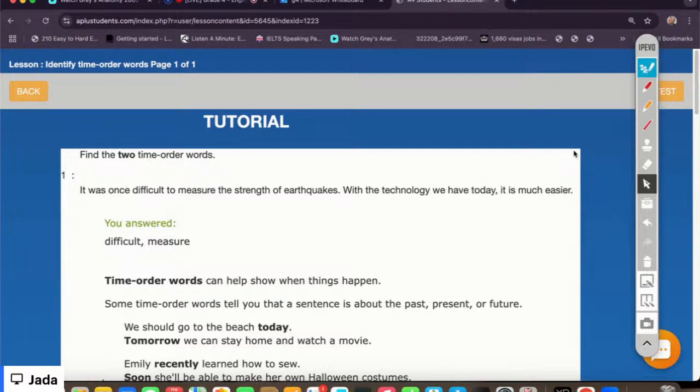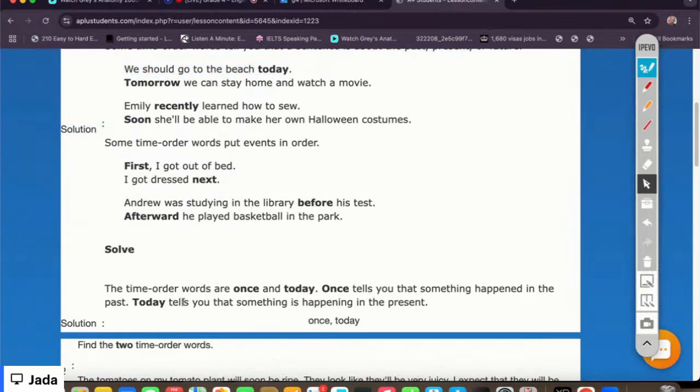All right, let's look at some sentence examples here. Find two time order words here. It was once difficult to measure the strength of earthquakes. With the technology we have today, it is much easier. So now the time order words would be what? Once and today. So it's the two words that describe when something is happening. Okay?